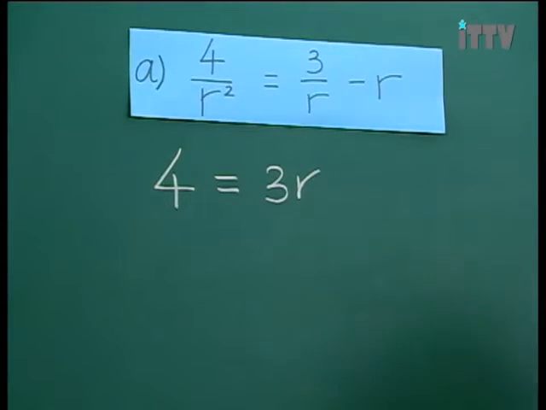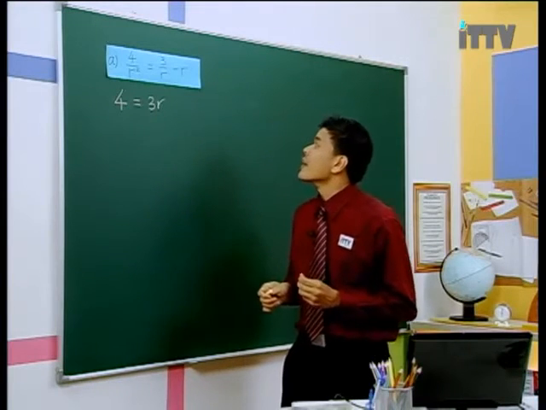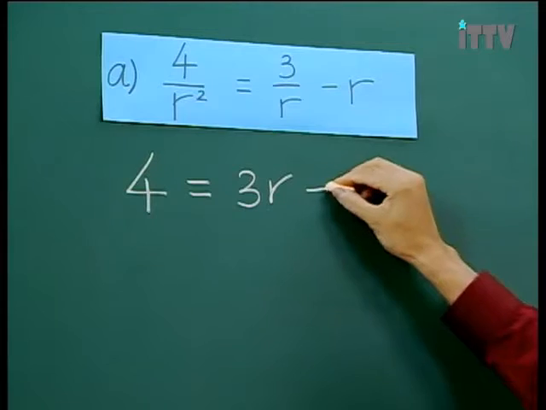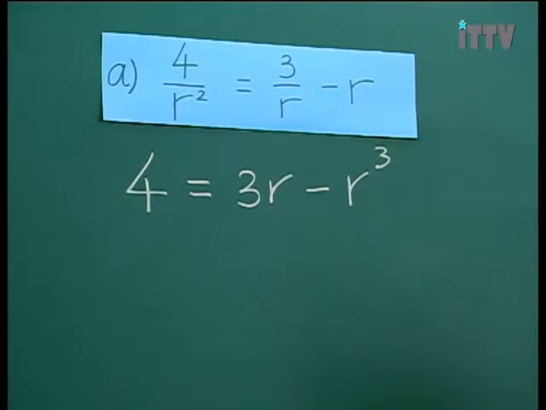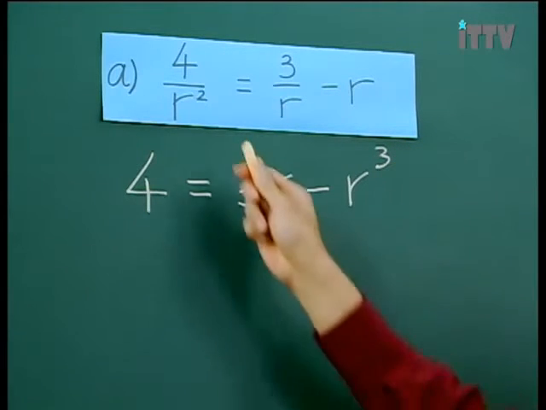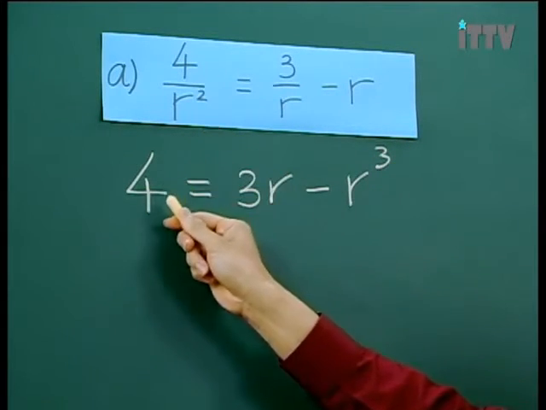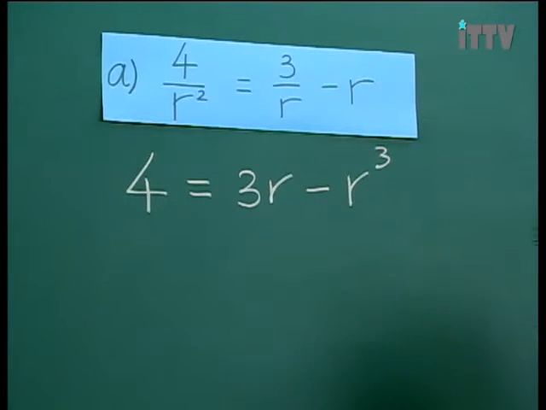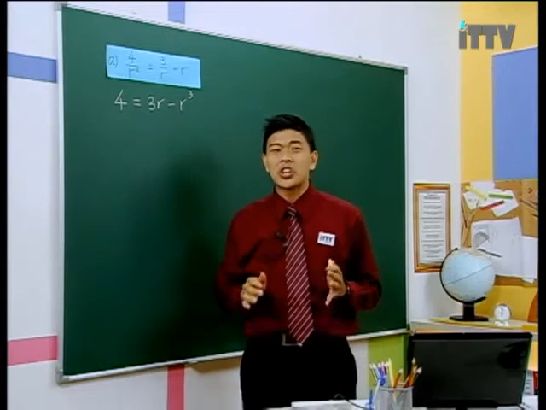3r. And if r is multiplied by r squared, you will get r cubed. So check. Multiplied by r squared, no more denominators. You are left with 4 equals 3r minus r cubed. And is this a quadratic equation or not?